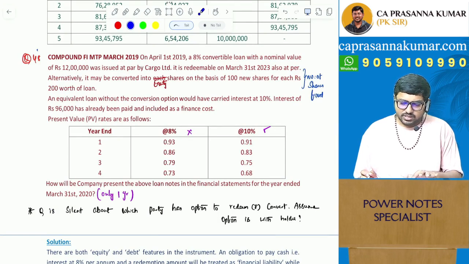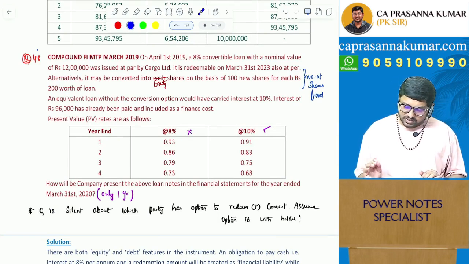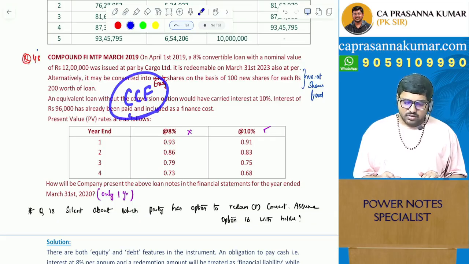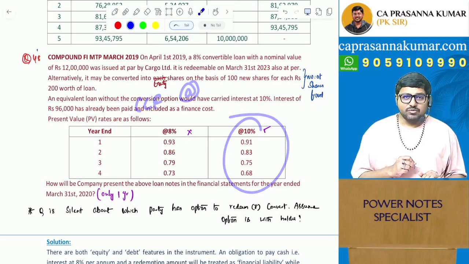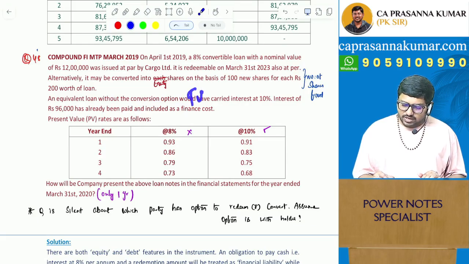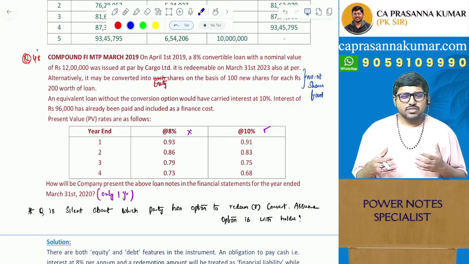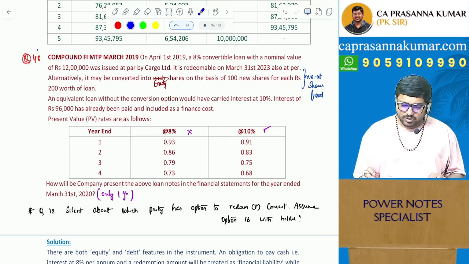All right. Now you people tell me how to solve this particular question. Very simple. First, we'll take the contractual cash flows, which means with respect to the debt part, whatever interest they are paying as well as the redemption. We'll discount it at uncorrupted rate, which is 10%, to find out the fair value of the financial liability. Then based on the total value of the CFI, which is 12 lakhs, we'll reduce the fair value of the financial liability. We'll get the fair value of equity. That's the usual stuff we have done so far. Same thing we'll be doing here as well.